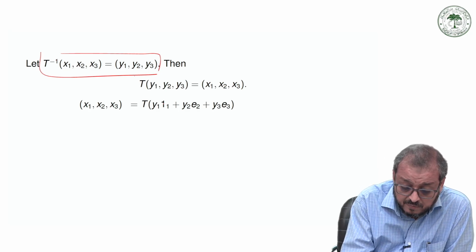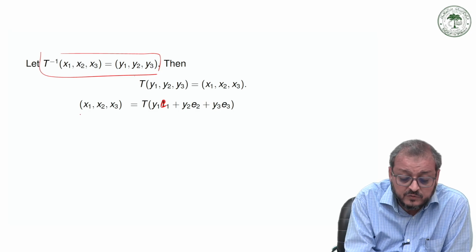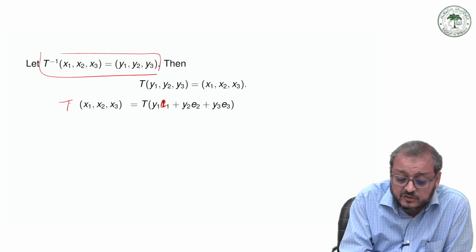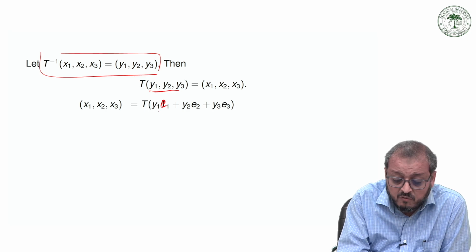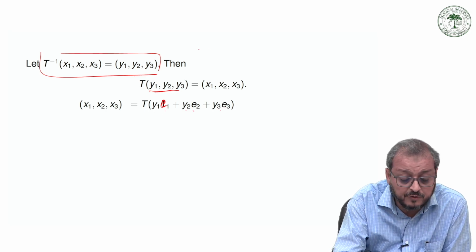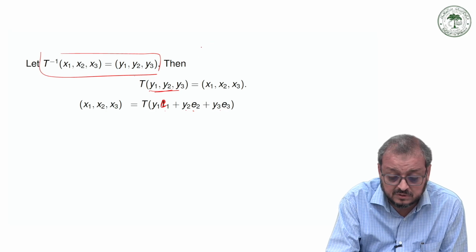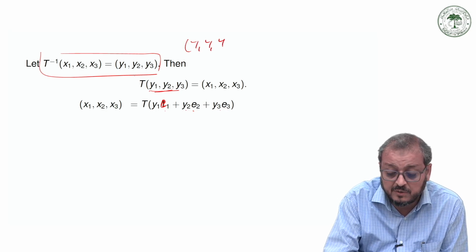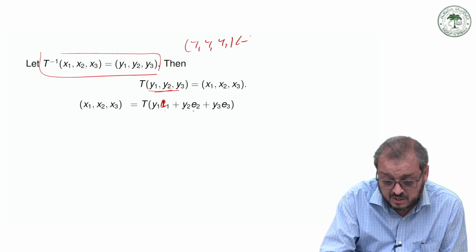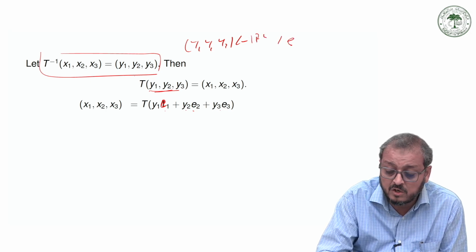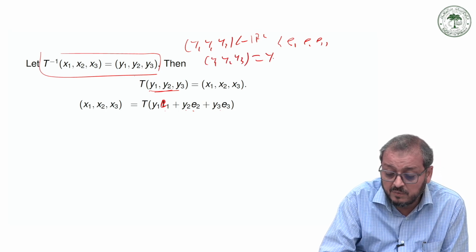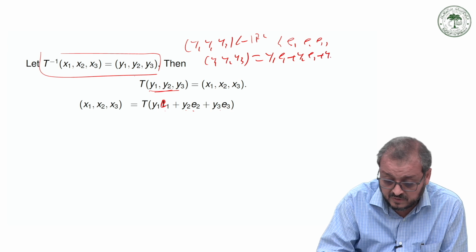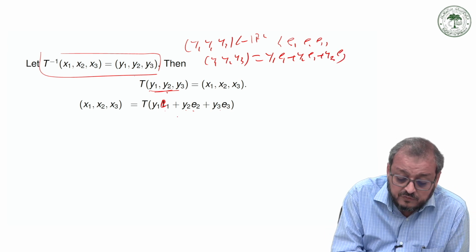So, this means (x1, x2, x3) can be written as T of (y1, y2, y3). Here y1, y2, y3 are elements of the vector space R3, and the basis is e1, e2, e3. So, (y1, y2, y3) can be written as y1 e1 plus y2 e2 plus y3 e3. That is why I said this is written in this form.